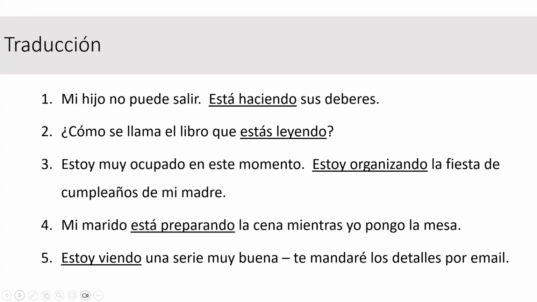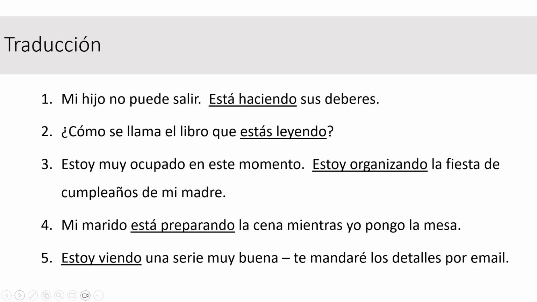So here's our first sentence, number 1. Mi hijo no puede salir. Está haciendo sus deberes. What did you get? My son can't come out, can't go out. Está haciendo sus deberes. What's he doing? He's doing his homework. Number 2.